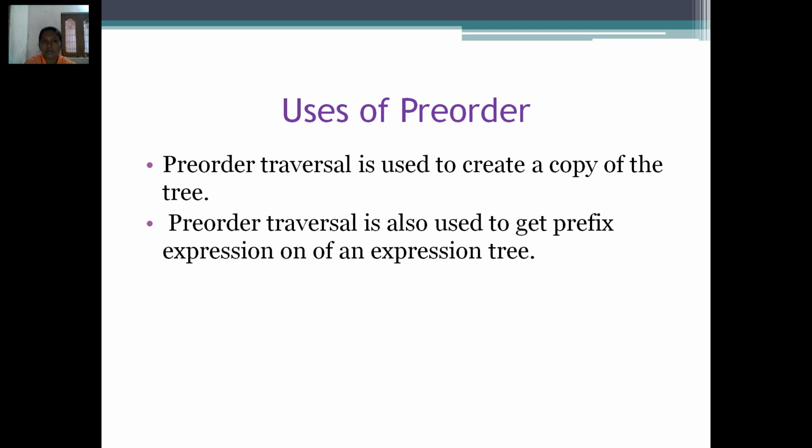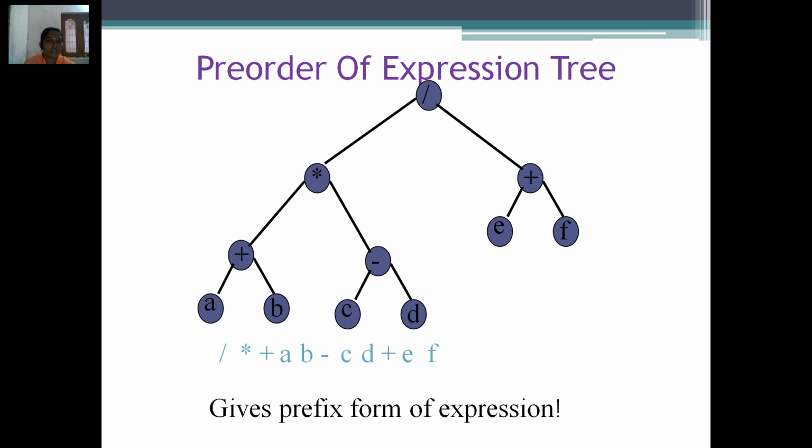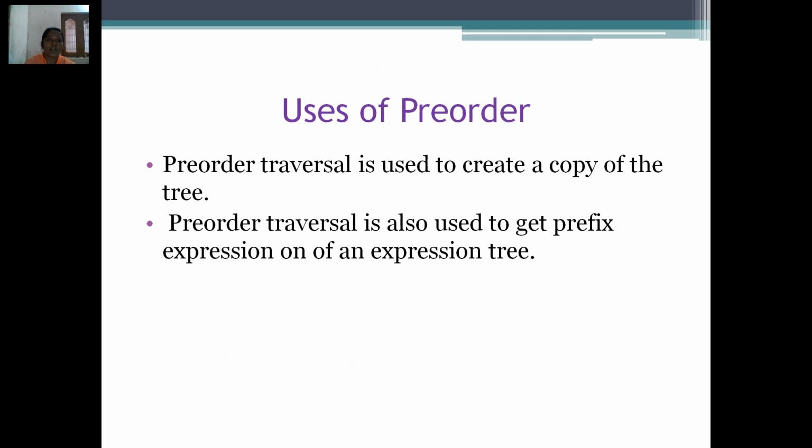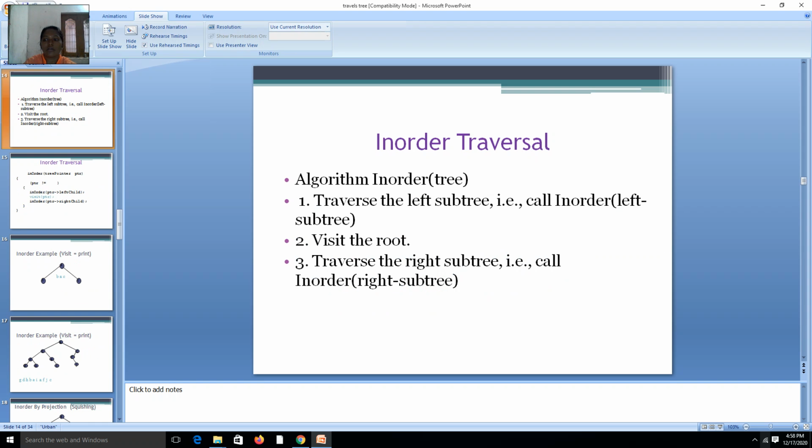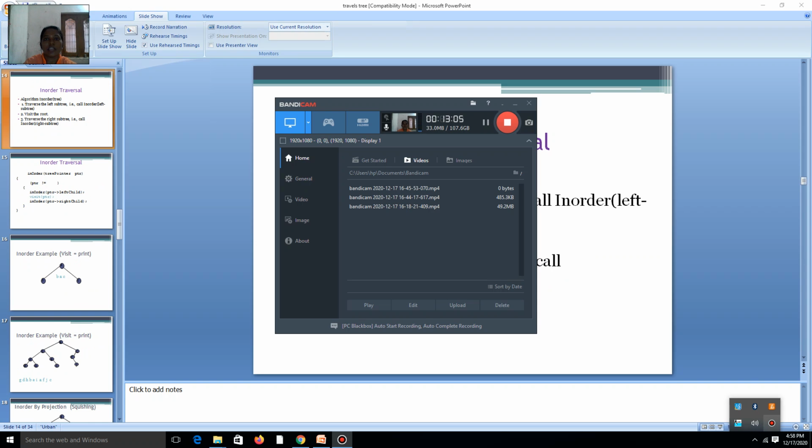Now coming to the usage of pre-order traversal. What are the uses of pre-order traversal? To create a copy of the tree and also to get the prefix expression of an expression tree. In the last slide we saw how to evaluate the prefix expression of an expression tree by using pre-order traversal. These are the uses of pre-order traversal. Now let us move to the next one.